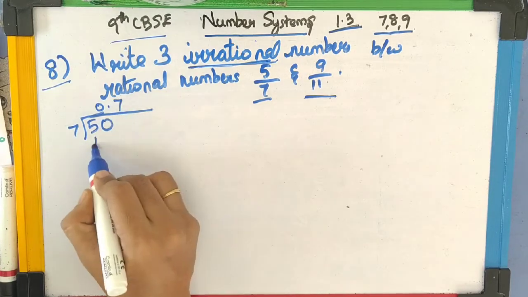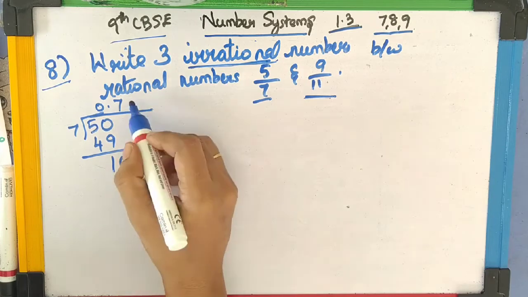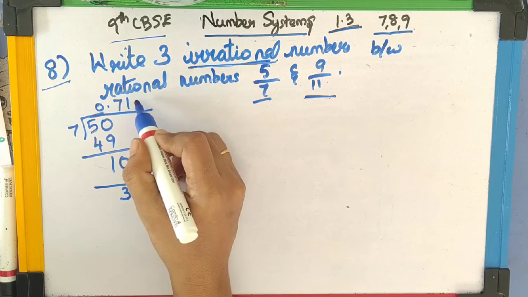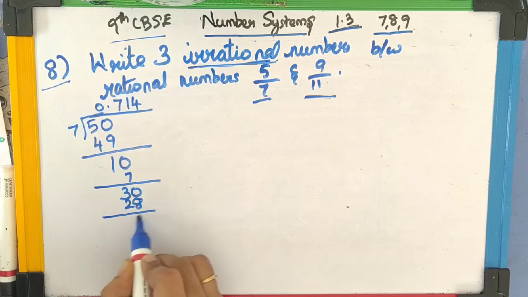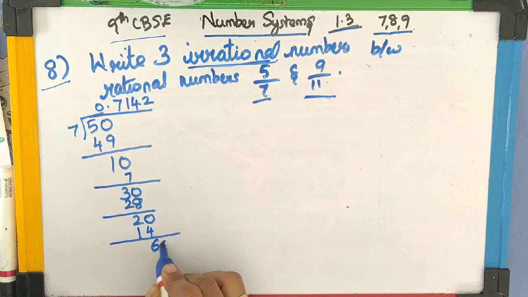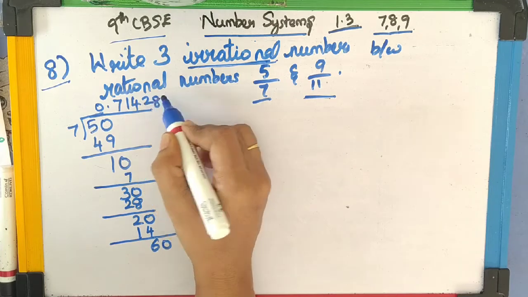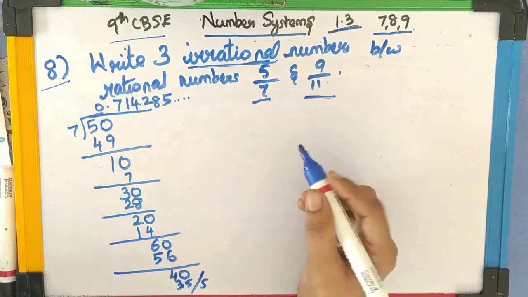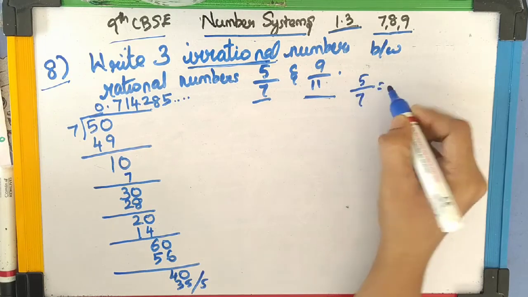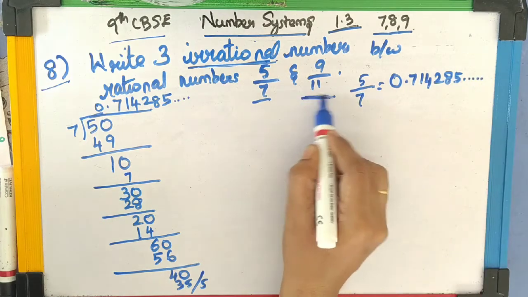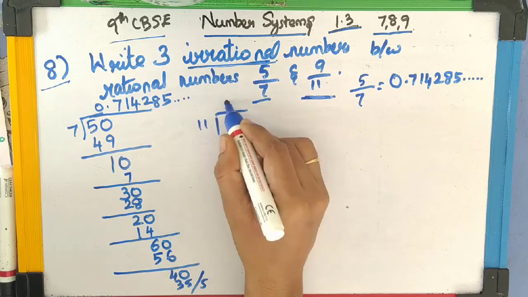5 is not divisible by 7, so I am adding a decimal point and putting a 0 here. 7 7s are 49, remainder 1, I am putting a 0. Now 1 7 is 7, remainder is 3, so I am adding a 0 to it. 4 7s are 28, remainder is 2, so I am adding a 0 to it. I am going to continue this till I get a remainder of 5, that is the numerator. See here, 8 7s are 56, remainder is 4, I am adding a 0. 5 7s are 35 and the remainder is 5. So I got the numerator. Now 5 by 7 is equal to 0.714285.